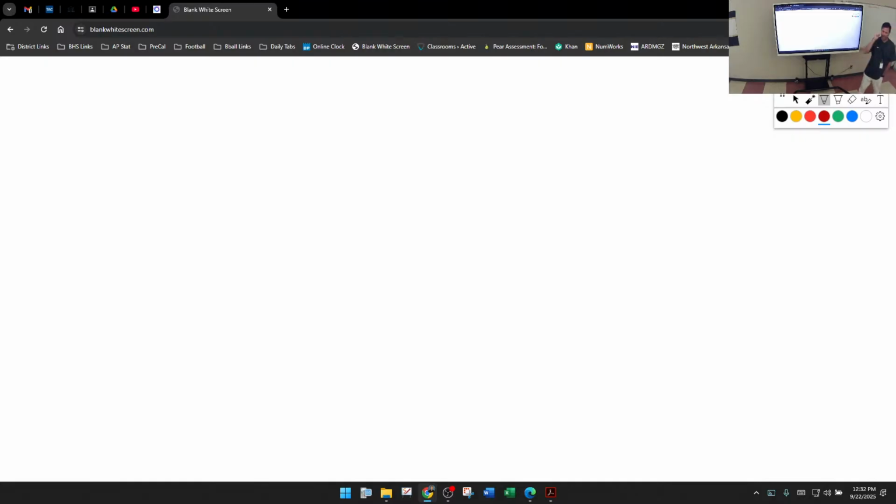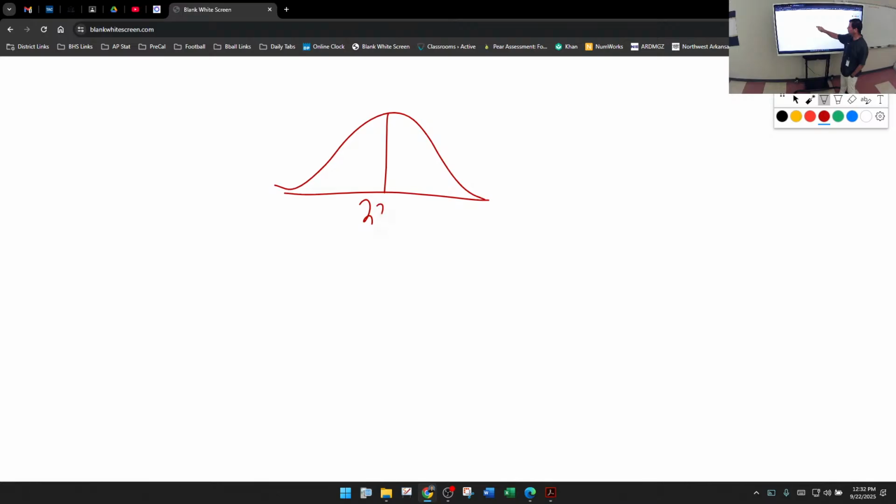Hit me. What you got? The answer? Just talk to me about what you got. Well, first of all, I drew the graph thing. Normal curve? Yeah. Okay. And because 22 is the mean, I put that in the middle. Because the standard deviation was 4, I went 4 both ways. So the right would then be 26, and to the left it would be 18, just to map it out.